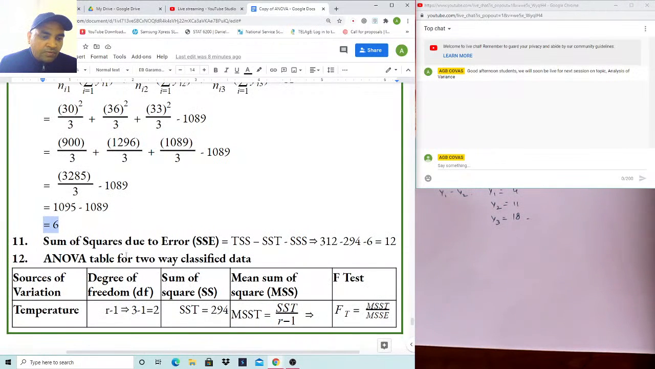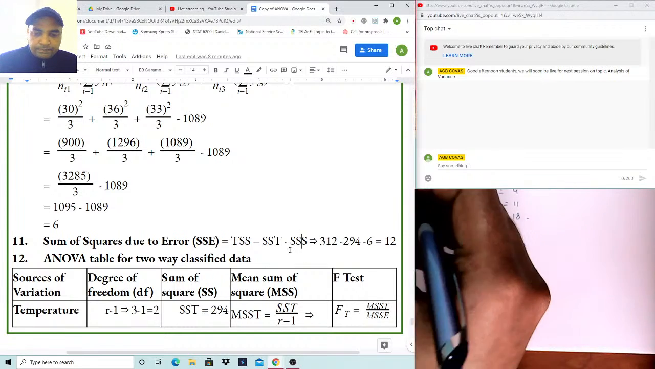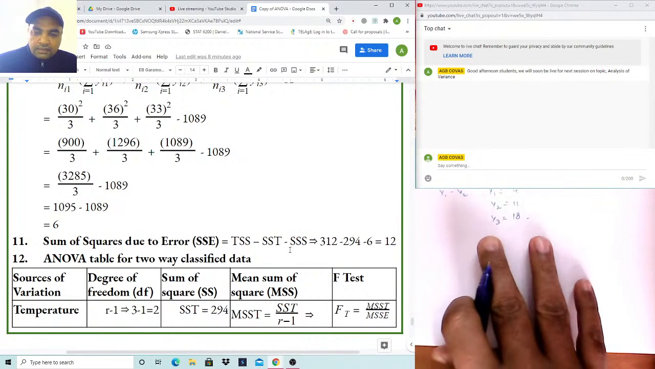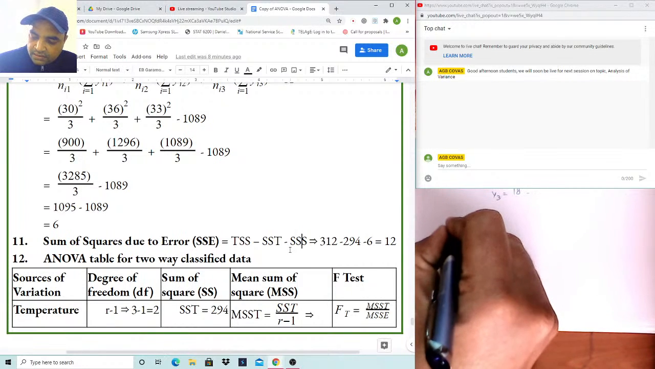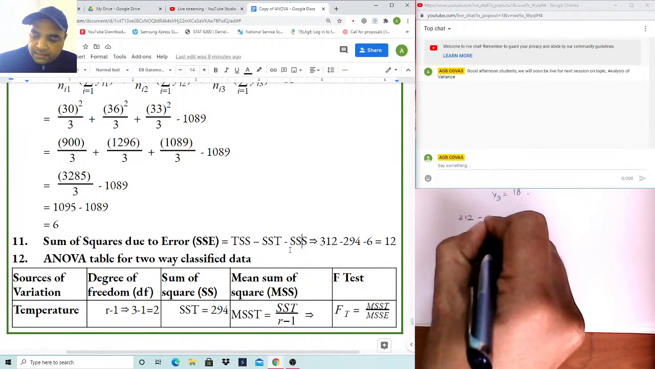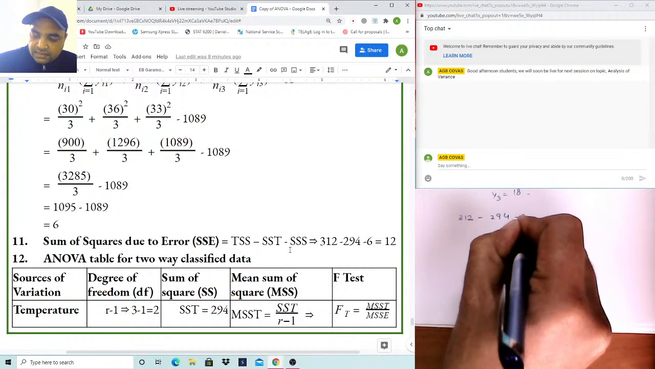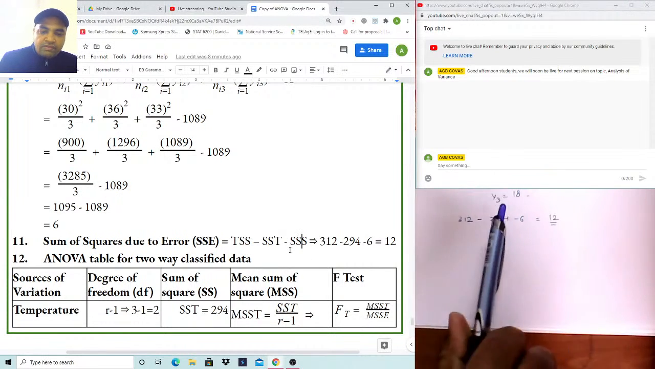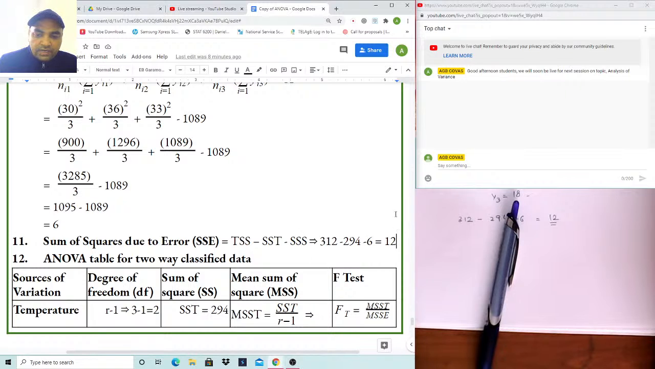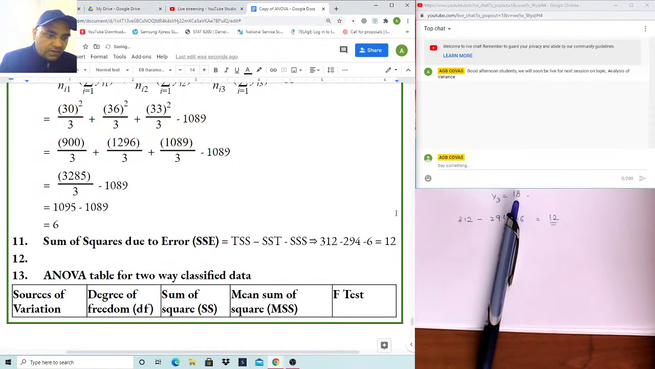Now the sum of squares due to error will be the total sum of squares minus the sum of squares due to temperature and the sum of squares due to salinity. That is the first assignable factor, and then the second assignable factor, right? So basically this will be equal to the total sum of squares, which was 312, minus 294 minus 6. So it will be equal to 12. Now we will be setting up the ANOVA. Let me show you how this ANOVA is made.